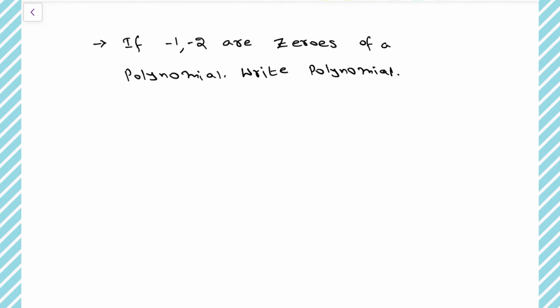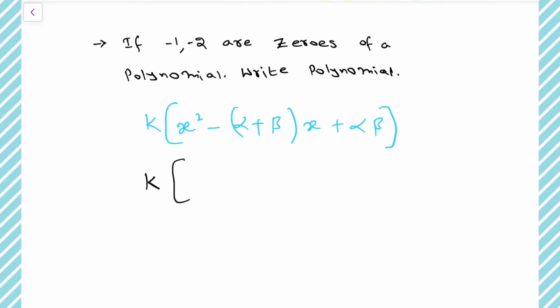Next, if minus 1 comma minus 2 are zeros of a polynomial, then write that polynomial. So when quadratic roots, I mean 2 roots, are given, how to write a quadratic polynomial? The formula is k into x square minus alpha plus beta into x plus alpha beta. K as it is, that is a constant which we will use at the end of the answer.